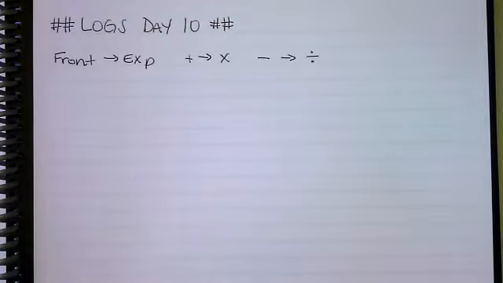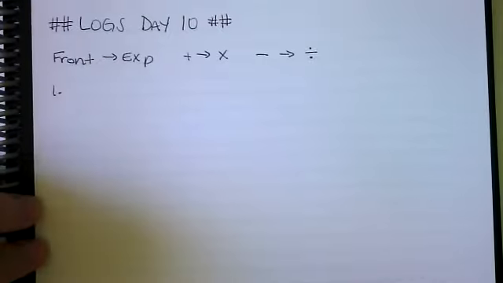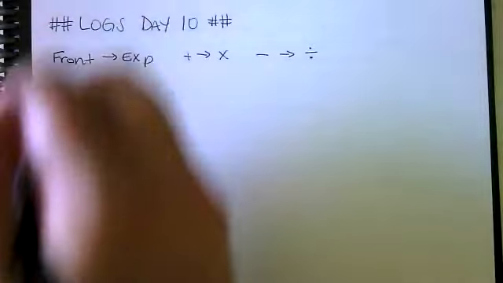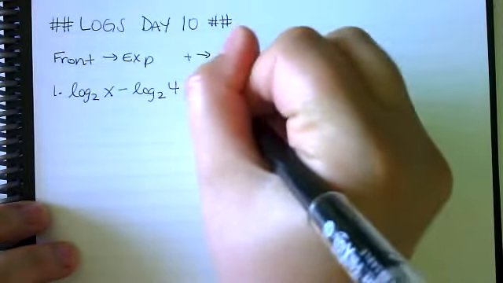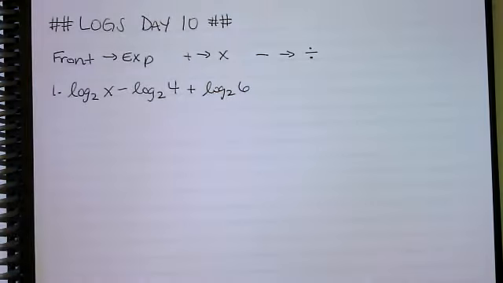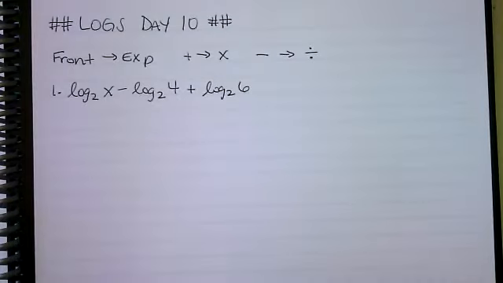Okay. So for our first question here, we are going to do log base 2 of x minus log base 2 of 4 plus log base 2 of 6. And remember, we're not solving anything. We are just condensing. We are making it as small as possible. So all of these have log base 2, so I'm allowed to put those together.